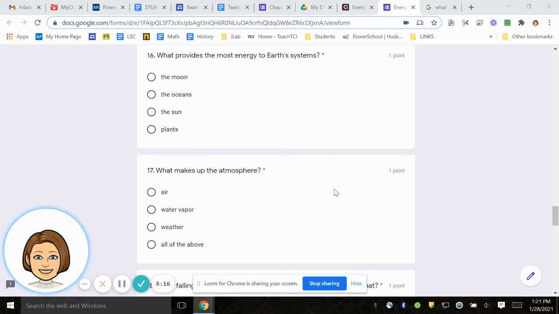Number 16. What provides the most energy to Earth systems? The moon, the oceans, the sun, plants. Number 17. What makes up the atmosphere? Air, water vapor, weather, all of the above.